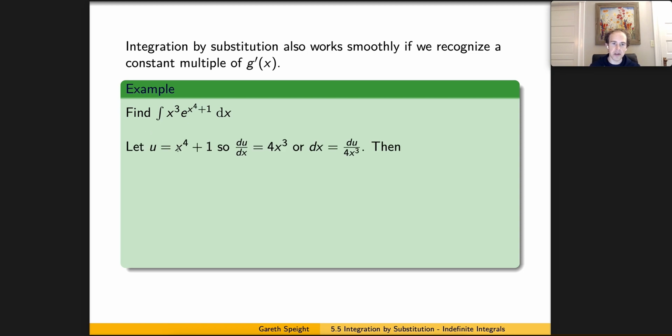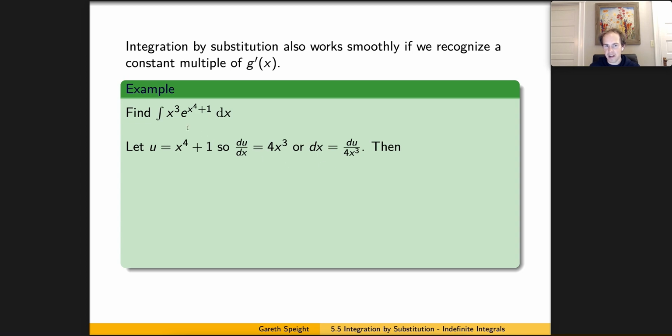So let's try to do our substitution. We have u equals x to the 4 plus 1, du dx equals 4x cubed. So we want to write dx in terms of du. So if we rearrange this, kind of treat it as a fraction. I mean, it's not really a fraction, but for the purpose of integration by substitution, it's always okay to do this. We get dx equals du divided by 4x cubed.